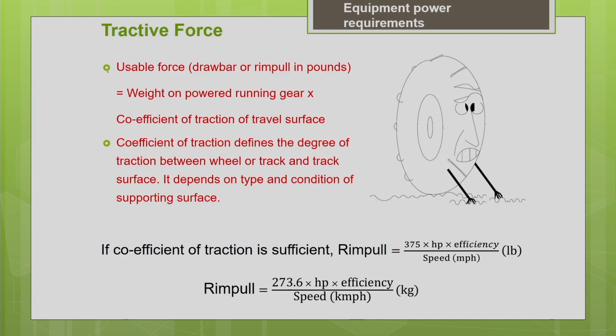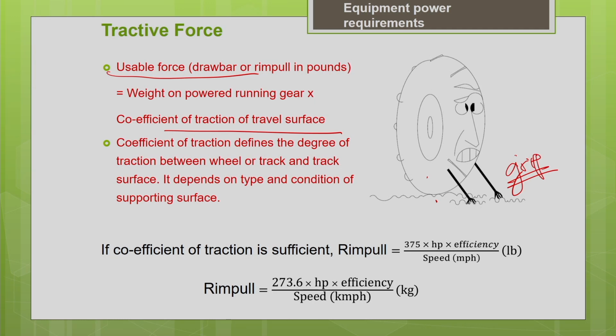So how to calculate this usable force? This usable force is going to depend upon the traction of your travel surface. As I told you, how much of the total power becomes usable depends upon the degree of traction between your wheel and the ground. Traction is nothing but your grip, the grip between the tire and the ground. If you have sufficient grip, sufficient traction between tire and the ground, then total power will be converted into usable power. But if the traction is poor, only some portion of the total power can be converted into usable power.